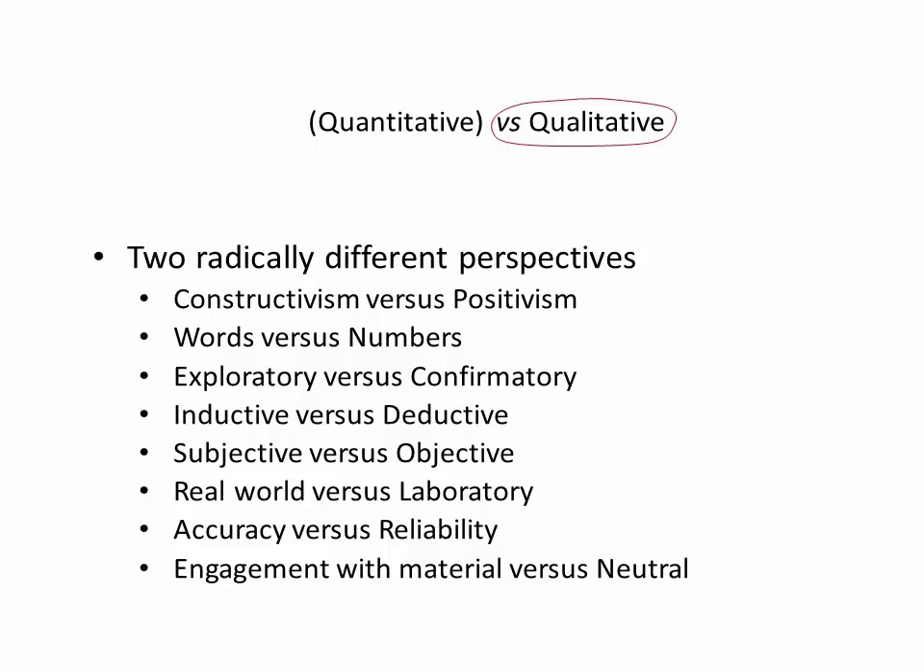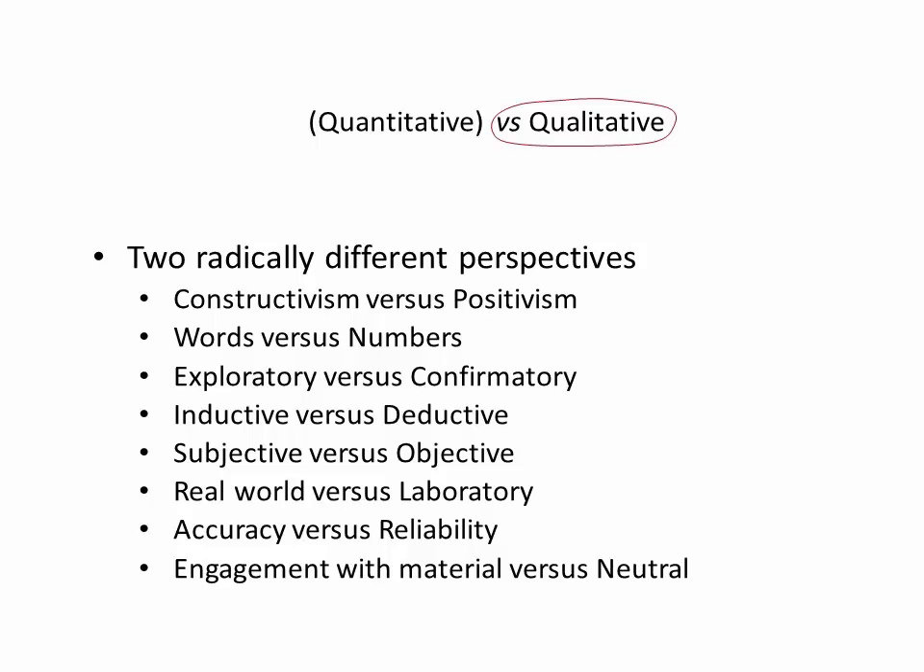Subjective versus objective, we have seen that. Real world versus laboratory. Accuracy versus reliability, we come back to that. Engagement with material versus neutral. Science is supposed to be neutral, outside things that I observe. People working in qualitative studies are supposed to be an active part of the experiment.